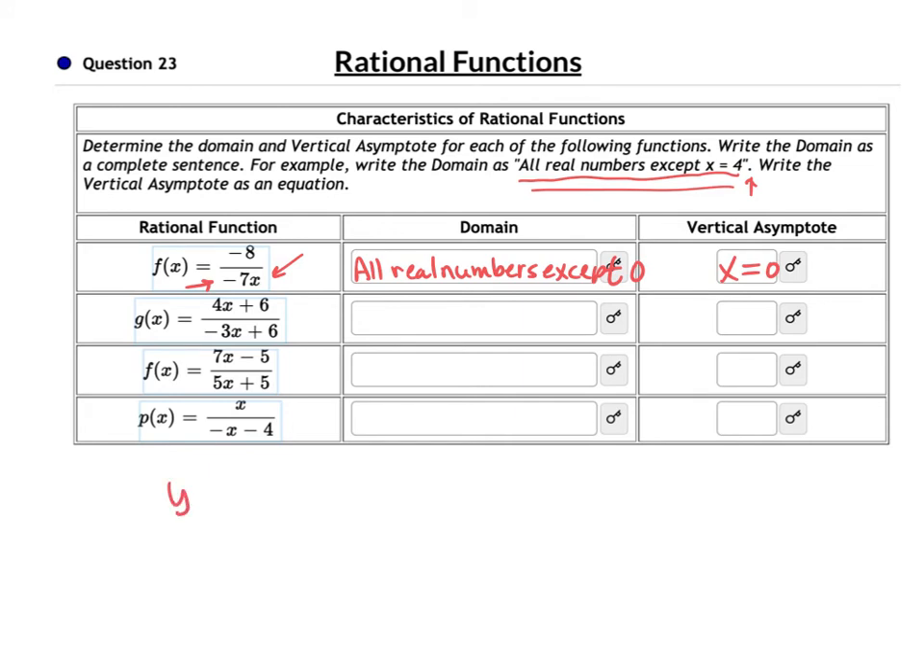The second equation, y equals 4x plus 6, divided by, I'm going to factor it, negative 3 times x minus 2.